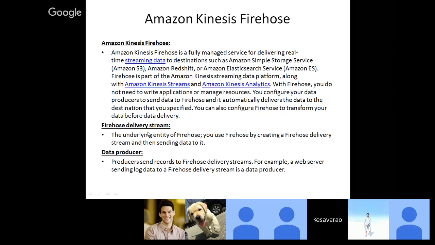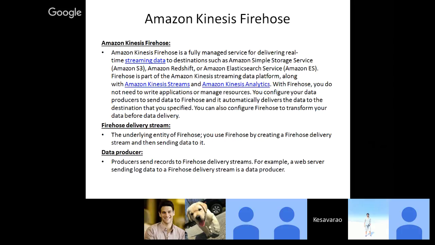And there is a component called the Firehose delivery stream. This is the underlying component entity for Firehose. Okay. So whenever you create a Firehose, you create a delivery stream for that. Then you send the data to it. The data producer we already learned yesterday. It's the same thing. The producer sends records to Firehose delivery streams. The only difference is yesterday when we looked at Kinesis Streams, the data producer was sending the records to streams, right? In this case, we are saying it is sending to Firehose delivery streams.